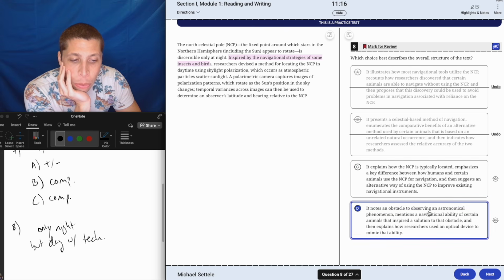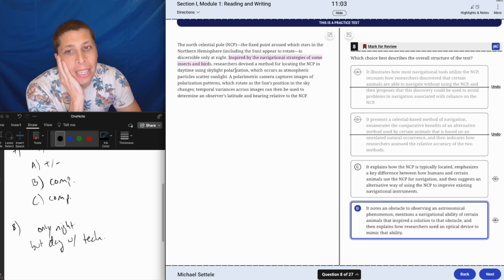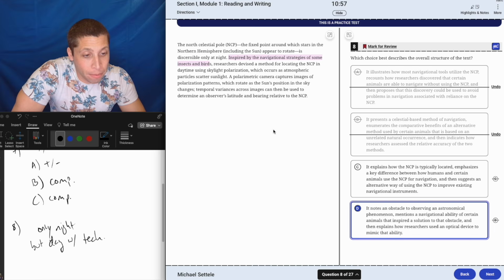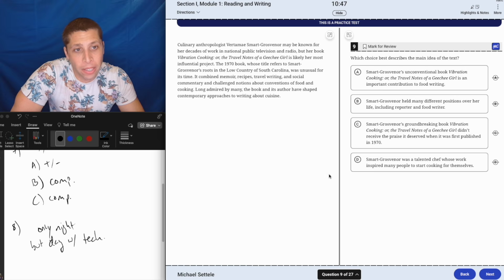It notes an obstacle to observing an astronomical phenomenon. What is the obstacle? It's discernible only at night. It mentions a navigational ability of certain animals that inspired a solution to that obstacle. What is the ability? The ability is that they use daytime skylight polarization. And that was a thing that they were inspired by. And then explains how researchers use an optical device to mimic that ability. And then they use this camera to do it in some way. Yeah, tough, but I like D. That makes sense. That's a tough one. People can get that wrong.